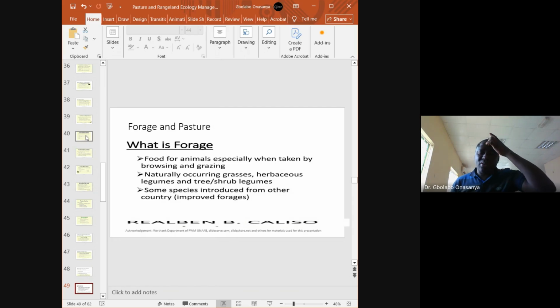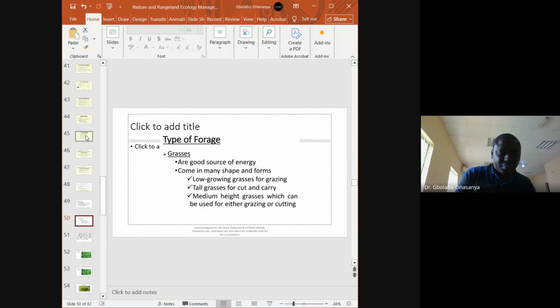Now, forage and pasture. What is forage? Generally, grasses and legumes are forage. So forage is found in the pasture. Grasses and legumes are regarded as forage. Types of forage: grasses.